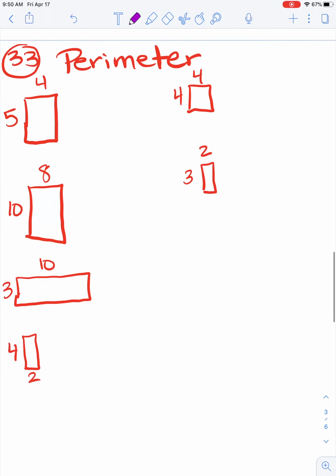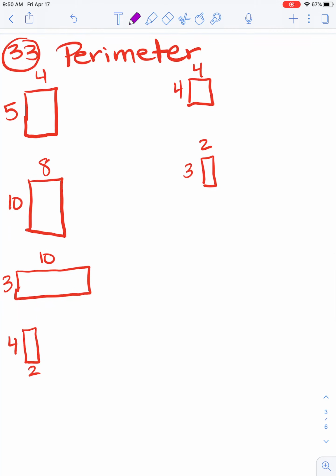If you have questions about that, you can text me. Your parents have that information. Okay, perimeter. Sing a couple of songs.